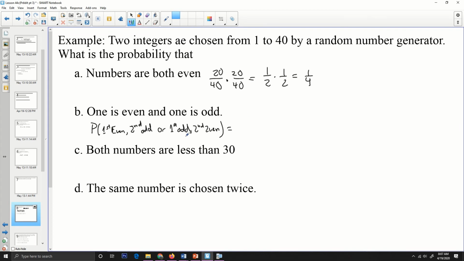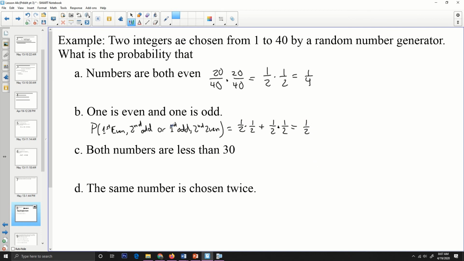So if you think about it that way, and I'm going to simplify going through what we had up here, for the first even, there are 20 out of 40, or a half, that you're going to get an even. And then there's 20 out of 40, or a half, that you're going to get an odd. And then to that, you're going to add the first one being odd, which again, 20 out of 40 gives you a half, and then the second one even, again giving you a half. So here's a quarter, that will give you 1/2.